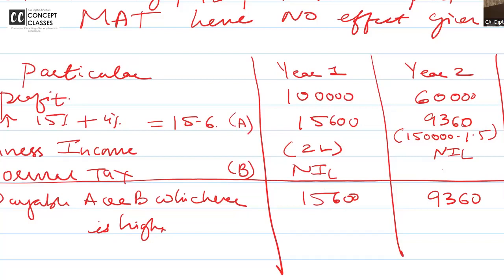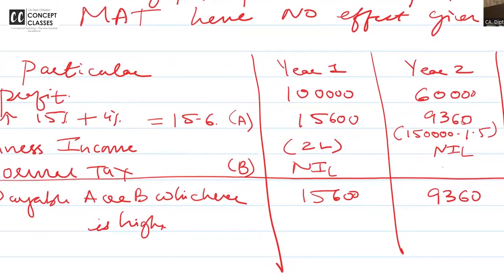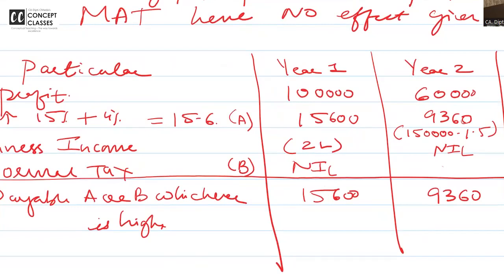Whatever MAT they are paying, can they take credit? Tax credit, can they take? Yes. In the third year, what is the book profit? 2 lakh. Let's calculate on 2 lakh, how much is your 15.6%? 31,200. And now here, what is the profit? Again, the profit is 1,50,000 minus 50,000. Are you all with me? Out of 2 lakh, 1,50,000 I've set off here. Now 50,000. On this 1 lakh, what will be the normal tax?